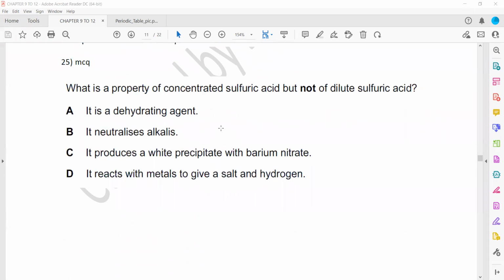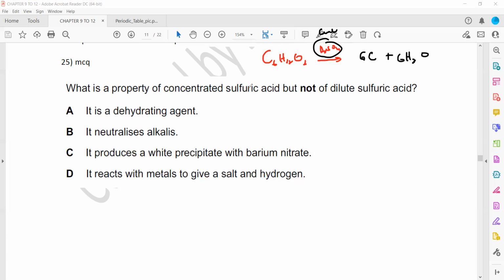which is a property of concentrated sulfuric acid, but not of dilute sulfuric acid. So what are the characteristics of concentrated sulfuric acid? Concentrated sulfuric acid is a dehydrating agent. If you remember, there was a reaction of glucose, which is C6H12O6. When we add sulfuric acid, a very strong dehydrating agent, it removes the water by a chemical reaction and produces carbon, the black solid carbon, plus the water molecule. So concentrated sulfuric acid is known as a dehydrating agent.